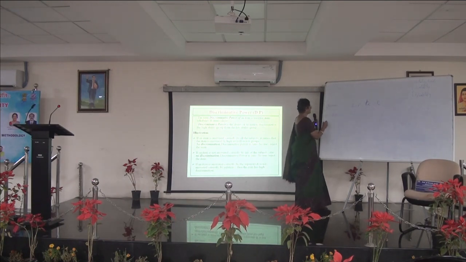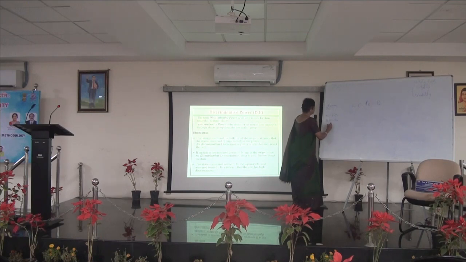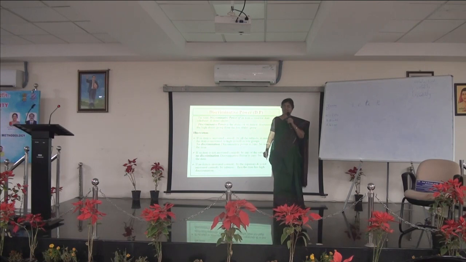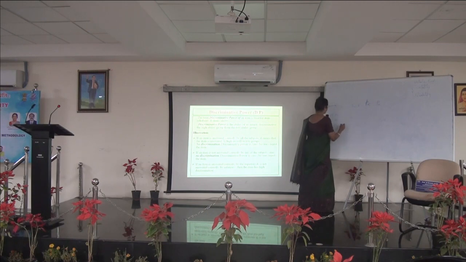Item 20 is answered by, say, the high group. The high group, 35 members have answered correctly. And in the low group, only 10 students have answered correctly. Then what is the percentage? This percentage is 35 and this percentage is 10.